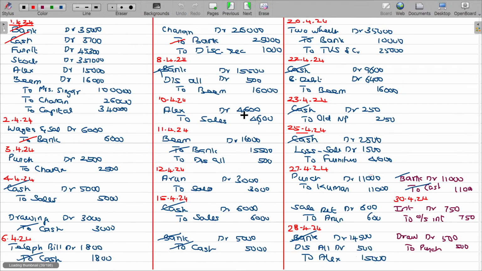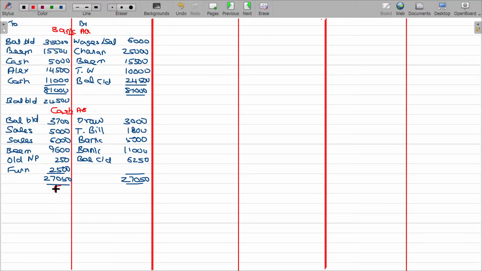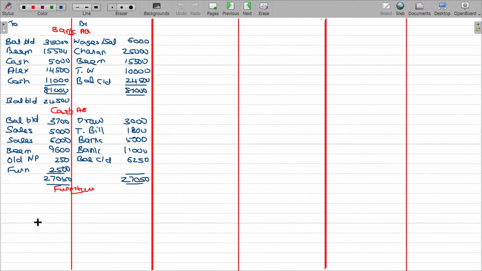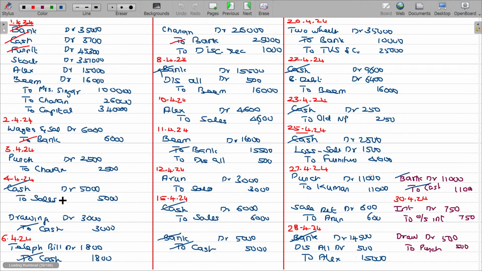Now we'll move on to the furniture here. Furniture account. I start with the opening balance 45,300. Balance brought down 45,300. Clear? And where do we have furniture further?